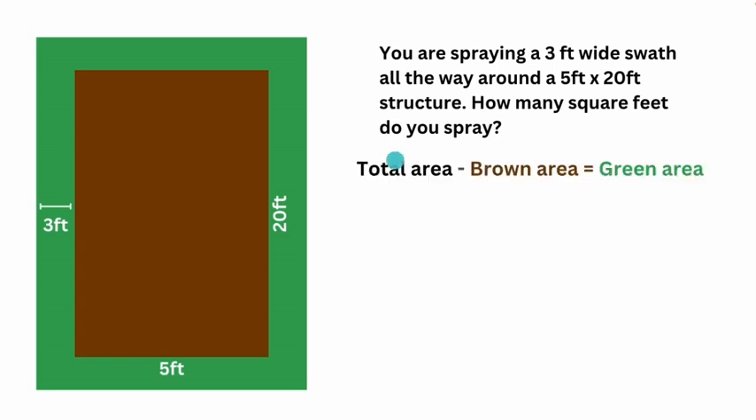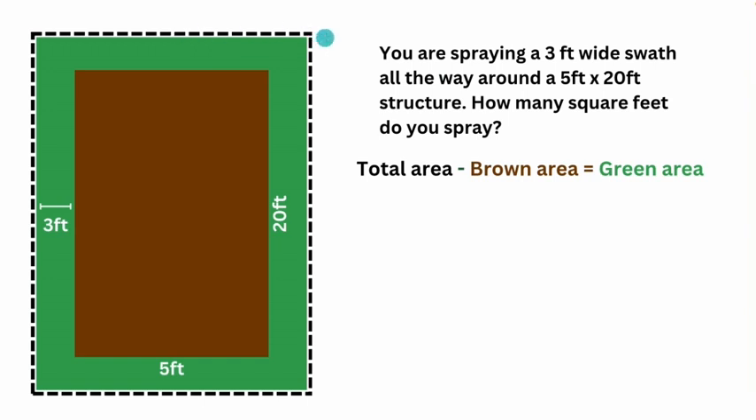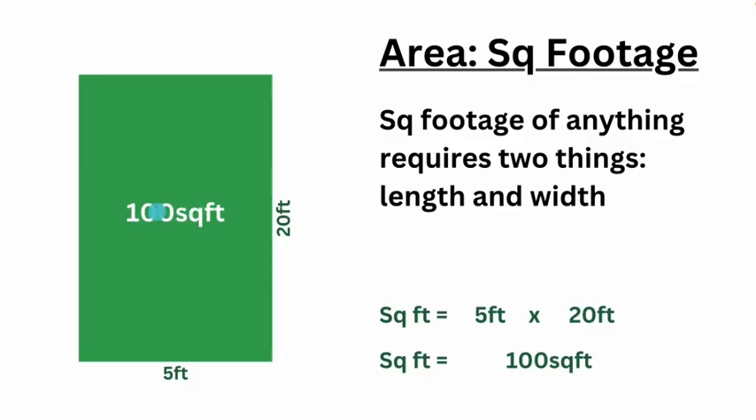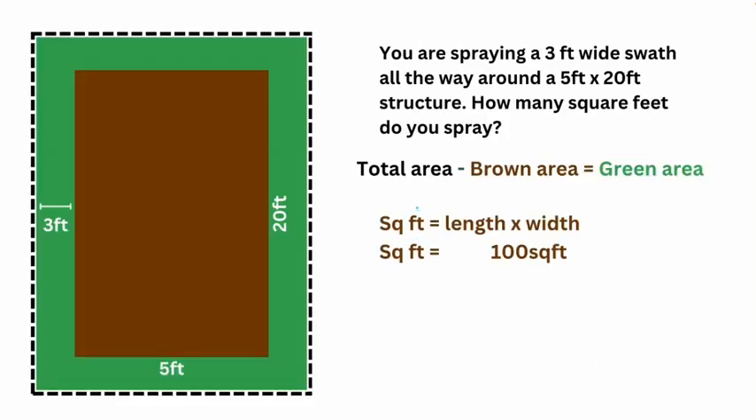We need to know the total area, which I'm going to use this black line to draw. The total area minus the brown area is just the green area. That's the only area that we're treating, the green strip all the way around. We can find the square footage of the inside pretty easily. It's just the length times width. 5 feet times 20 feet is 100 square feet on the inside. Sorry, the brown part, 100 square feet. That's easy. But now we need to find out the length and width of this part, okay?